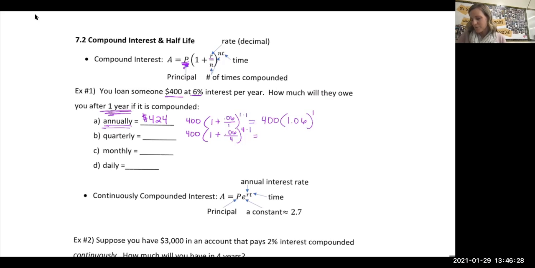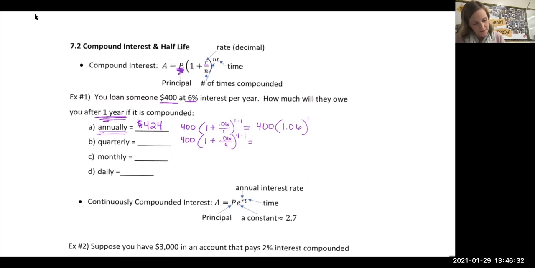You should not have to put parentheses around this. It should do that for you when you're plugging it in, but you get $424.55. Okay, so you make a little bit more money the more it compounds, if it compounds quarterly.